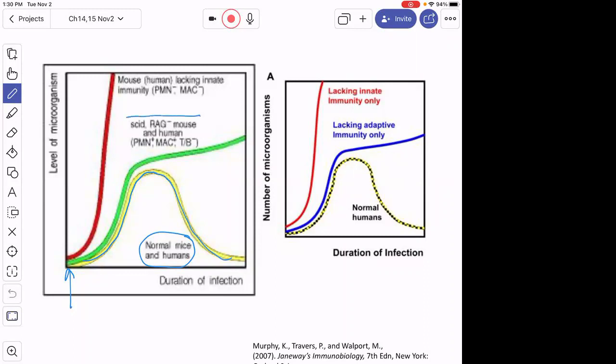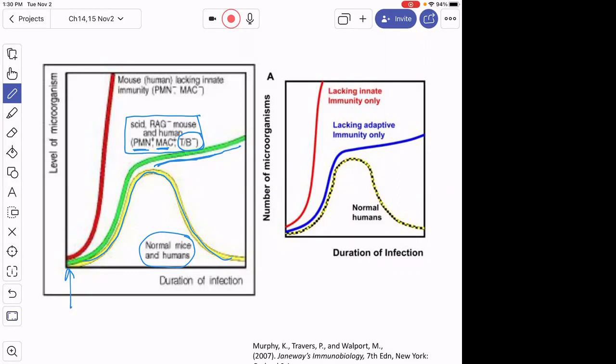Okay, but here they took mice that were SCID mice. That means severe combined immunodeficiency mice. These were mice that were not able to make B and T cells, T and B cell negative. They could not make those. They could make PMNs, that's another name for neutrophils, and they could make macrophages, two cells that are really important in the innate immunity, but not T and B cells. So you can see with the innate immunity, they could kind of fight off the infection a little bit, but not really totally clear it.